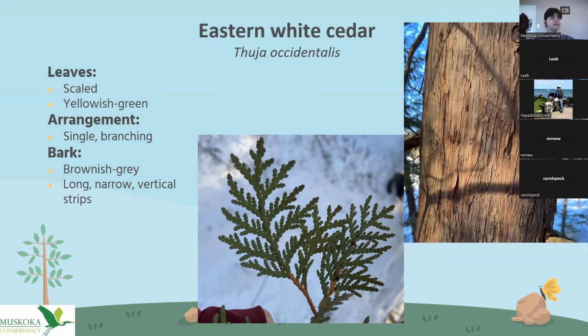For the color, it's more of a yellowish green, and it is considered to be single for its arrangement with some branching, as you can see as well, branching off. The bark is quite unique for eastern white cedar as well. It's got the brownish gray strips to it that are long and narrow and vertical. And that is fairly unique to the eastern white cedar. So combined with the unique bark and the unique leaves, it's a pretty easy one to identify.